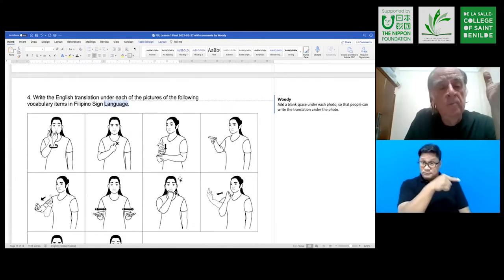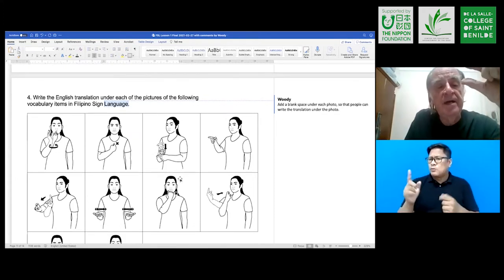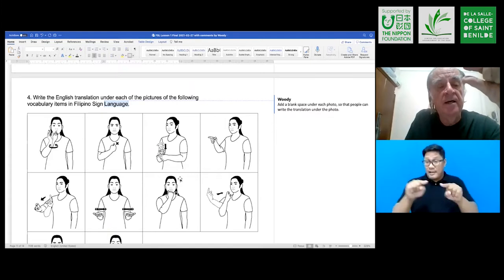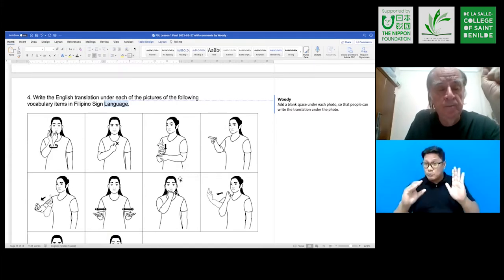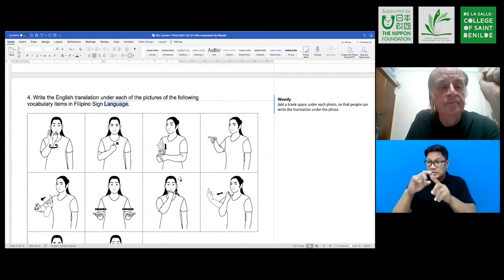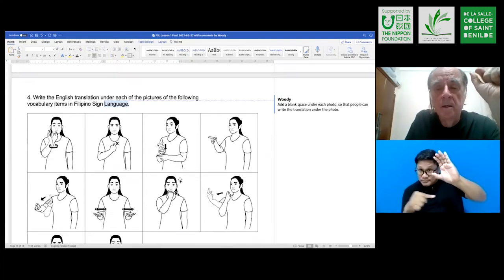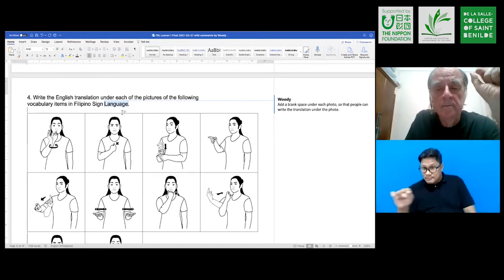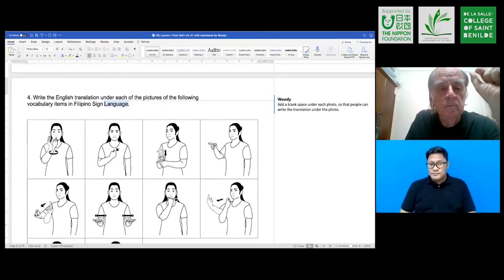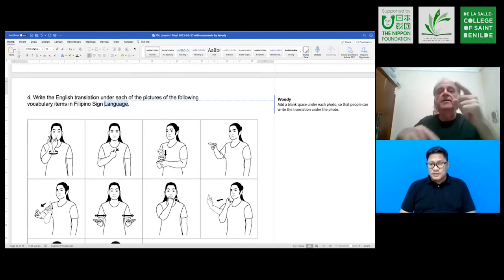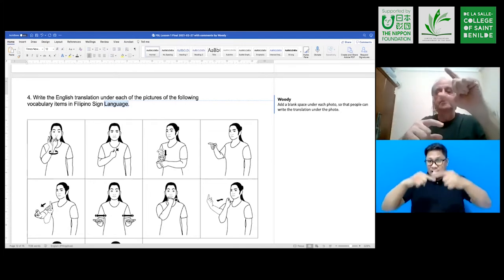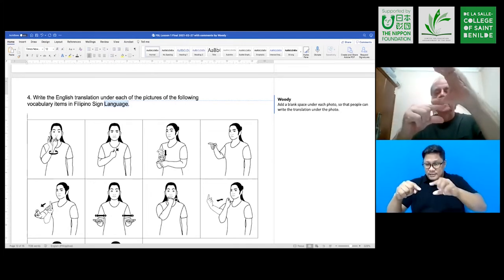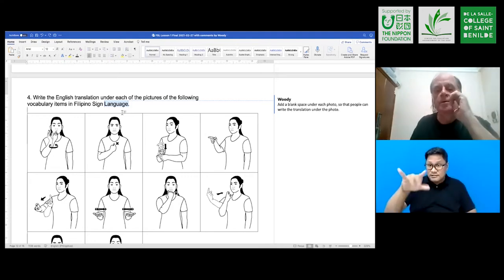What we want to do is leave a blank space under each sign so that people can write in the English translation of the sign. So you would have the sign and then a space, and the space could be where you write the word.